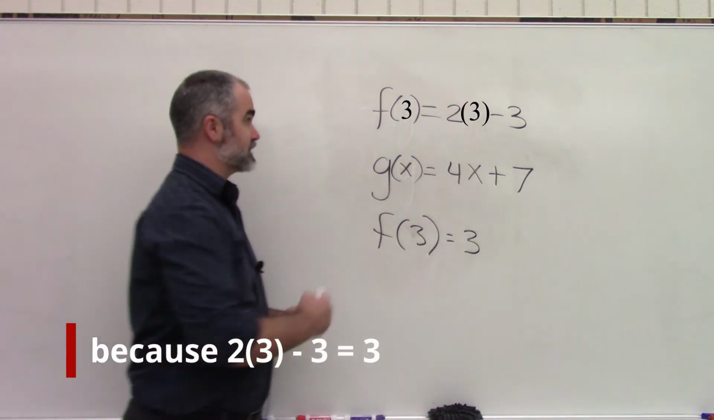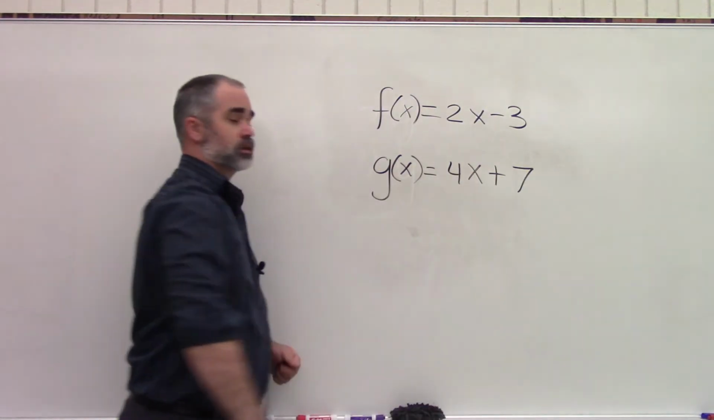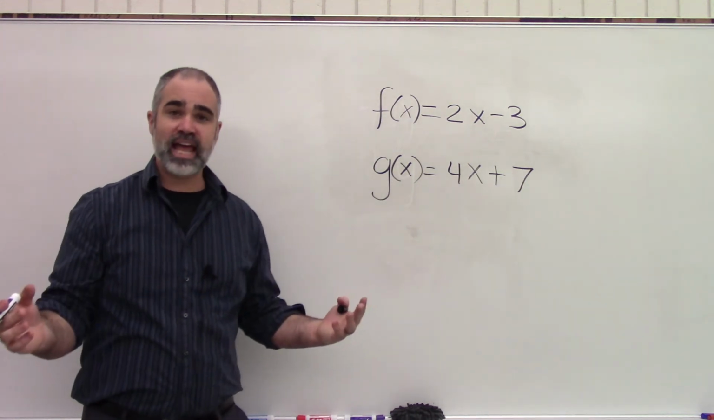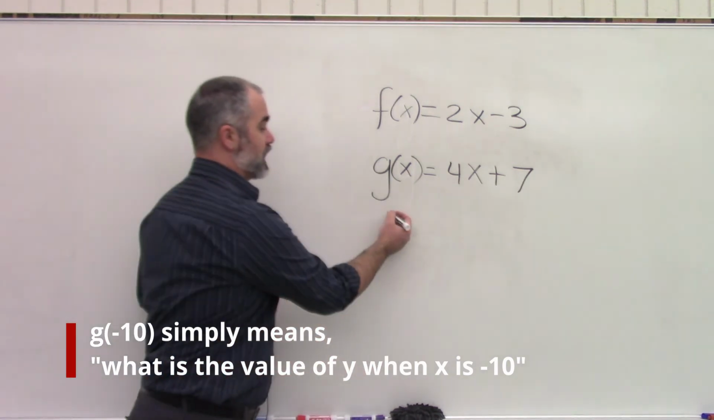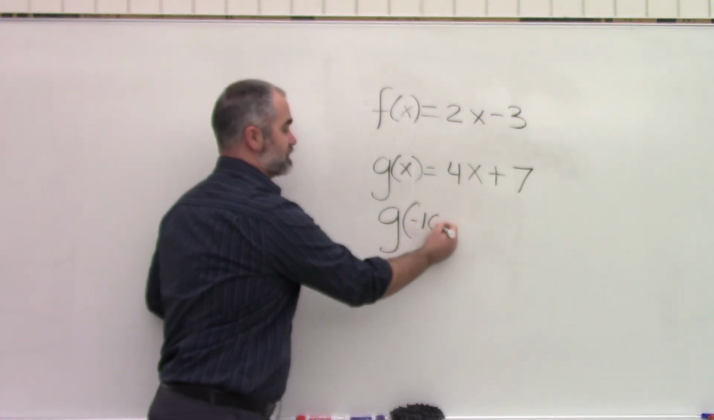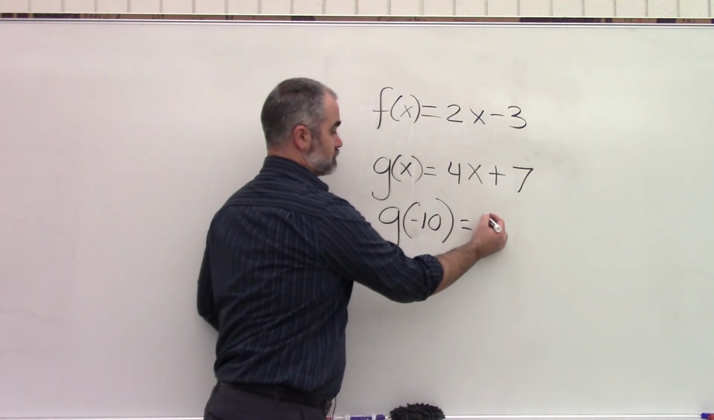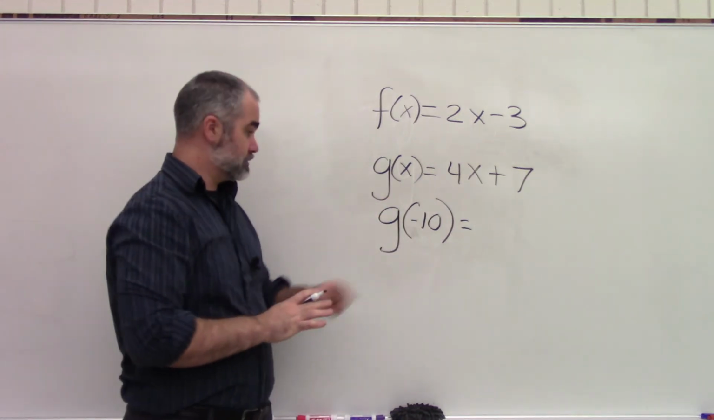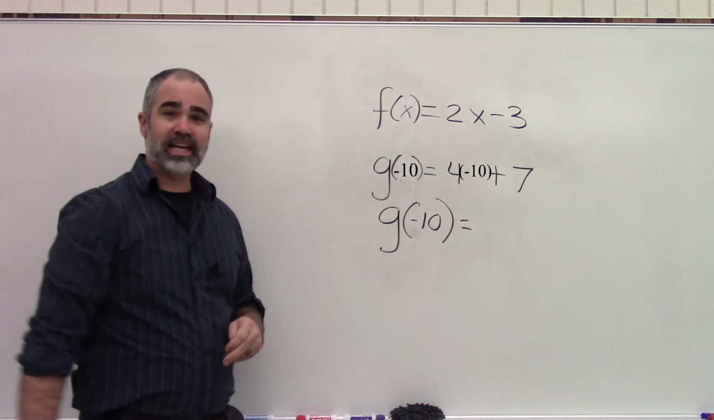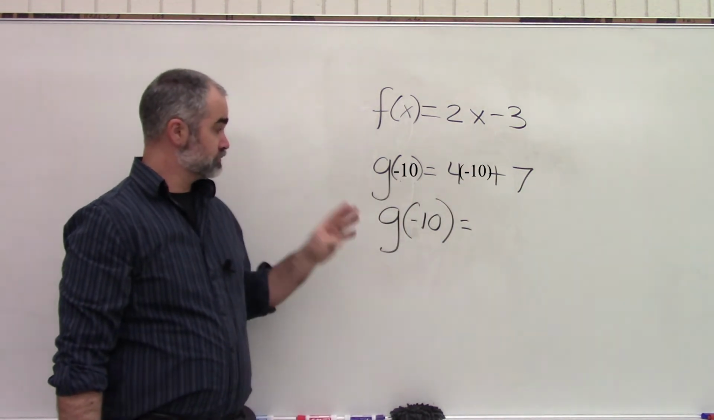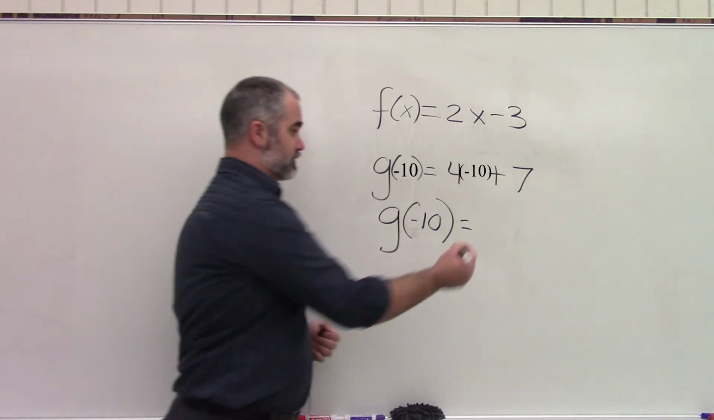Or you could do the exact same thing with the g. I could say, what is g of negative 10? Okay, you know right away what I'm talking about. I'm talking about this equation, and I want to know what happens when I plug in negative 10 into the equation. And all you need to do for this, if you see this, this means that the x has been replaced with negative 10, and I'm going to plug in a negative 10 in there. And so I find out that my actual answer here is negative 33.